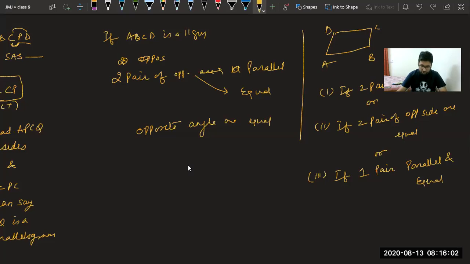I hope, Vaishnav, it is clear to you now that proving opposite sides equal is also sufficient to say it is a parallelogram. Vaishnav, please confirm. Okay, sir. Apart from these, there are many other properties also. Like if it is given to you the diagonals bisect each other, then also you can say it is a parallelogram. Yes, beta. Then also, Moksh, good.